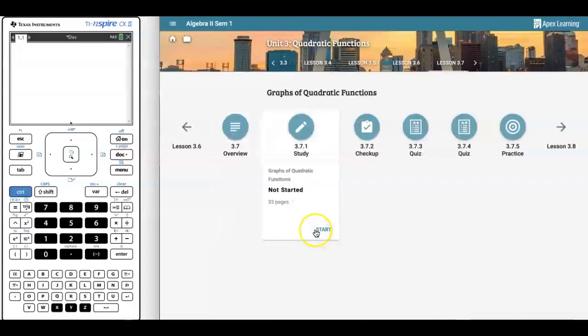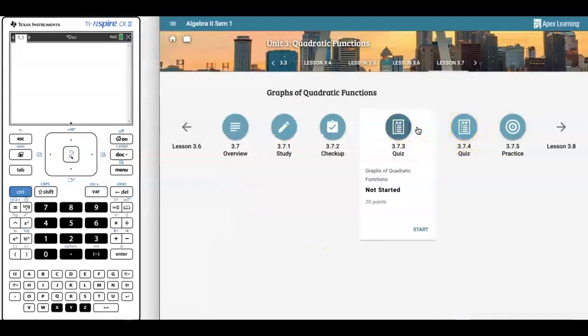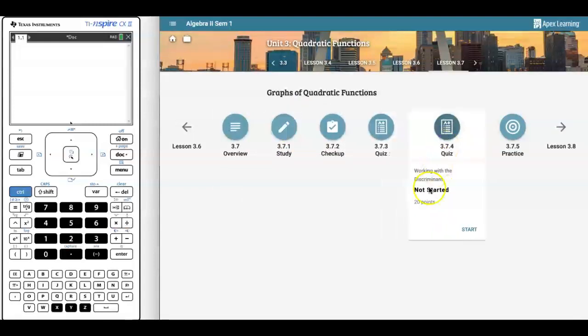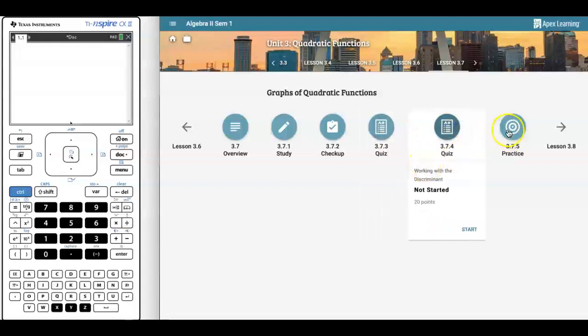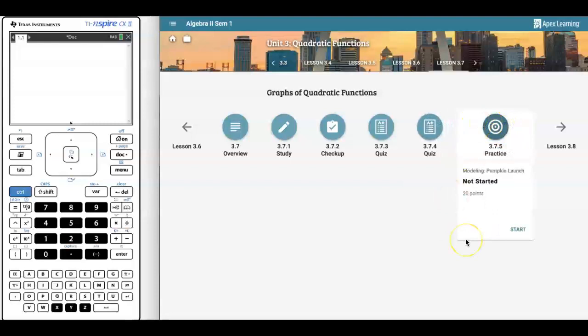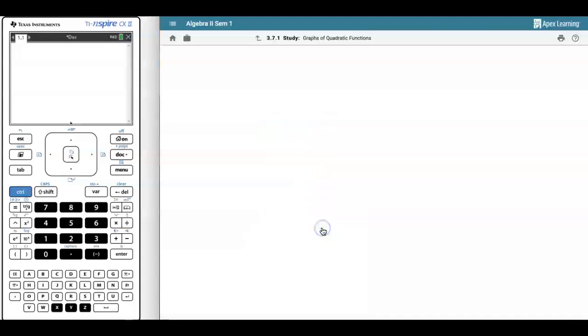So in 3.7, we're going to have two quizzes: one on graphs of quadratic functions and one on working with the discriminant. You're going to skip the 3.7 practice. If you would like, this could be extra credit, but otherwise please skip it and move on to 3.8 when you're done with these two quizzes. But let's get rolling here with this study.